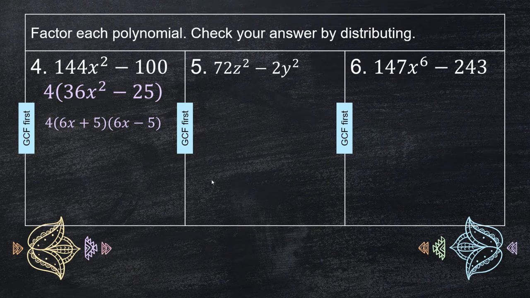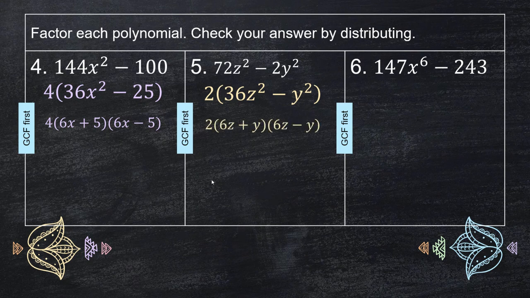Number 5, both of those terms are divisible by 2. So I'm going to factor out the 2, and then we have the difference of squares. So factor that using your pattern, where we have the sum and difference of the square root of your first term and the square root of your last term.